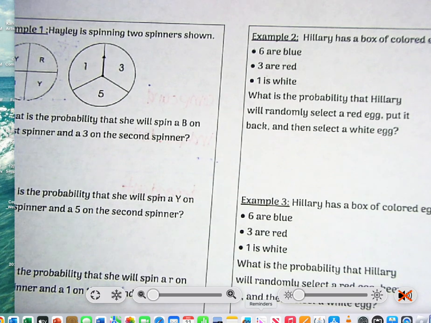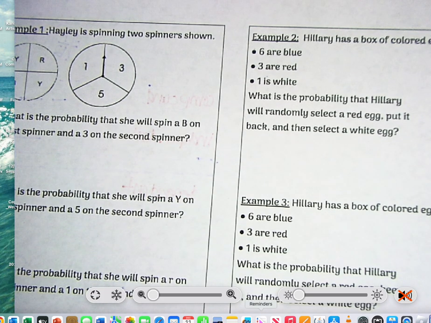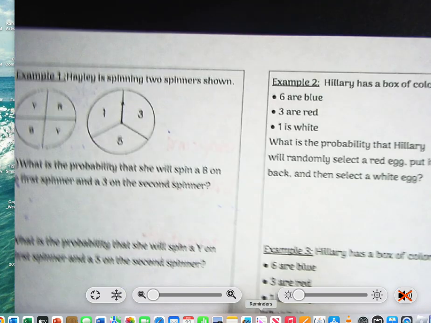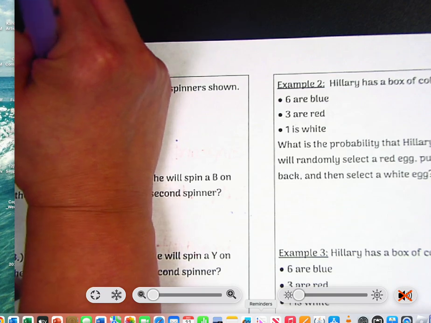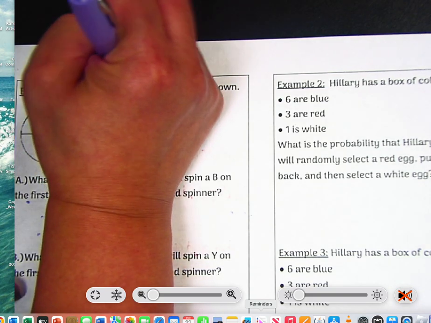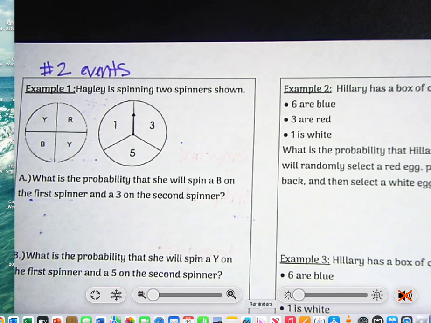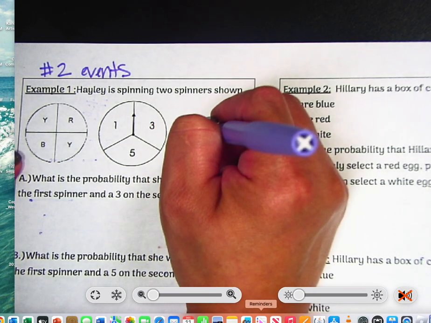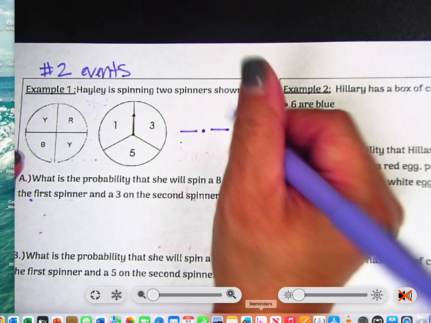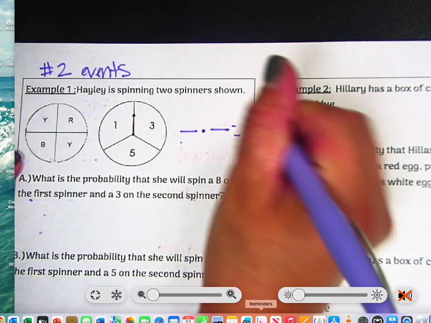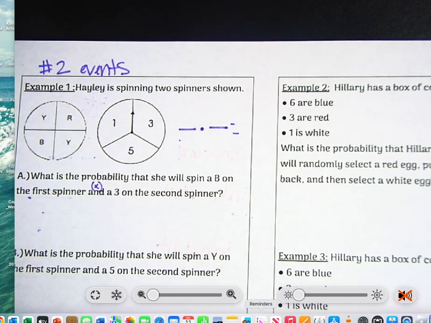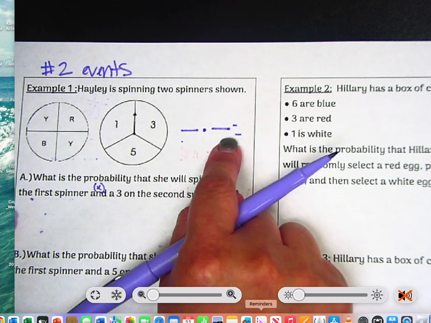Okay, so for this one, Haley is spinning 2 spinners as shown. This means that there's going to be 2 events, so the number of events is going to be 2. And that means we're going to need 2 fractions. So I'm going to do 1 fraction and then another fraction. Because there are 2 events happening, the word and is going to represent multiplication. So I'm going to go ahead and set that up here.